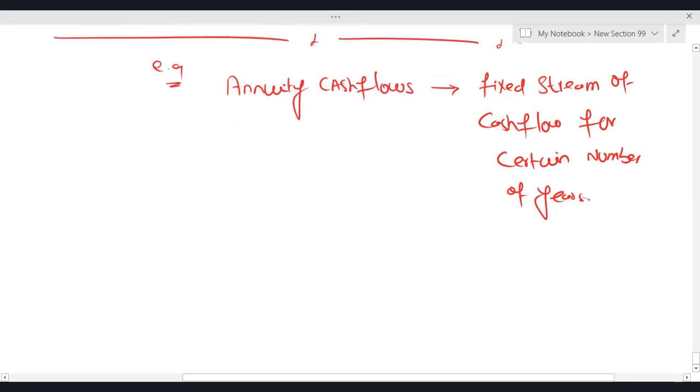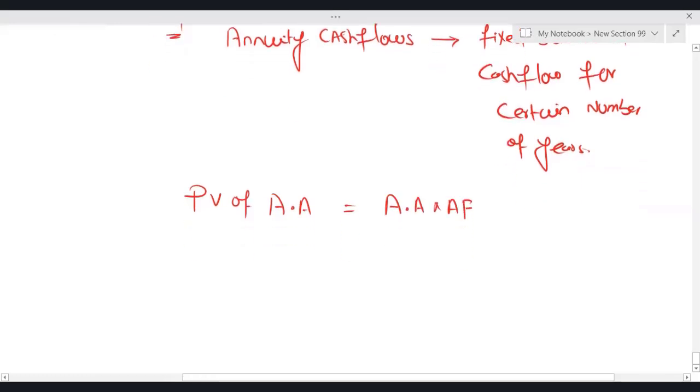Now, if your examiner gives you the annuity cash flows, the main point is that for calculating the present value of annuity cash flows, you have to use the annuity factor. So present value of annuity amount is equal to annuity amount into annuity factor. Repeat: present value of annuity amount is equal to annuity amount into annuity factor.